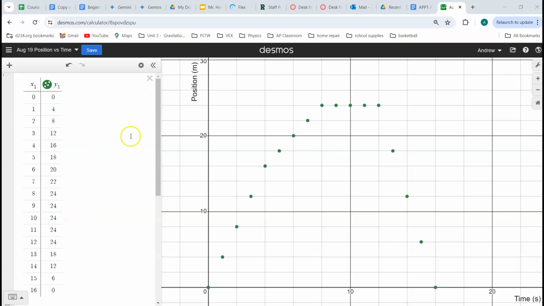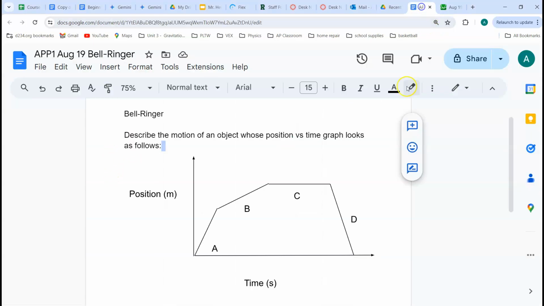Okay, this video is to cover Monday, August 19th. We basically talked about how to create a velocity graph from a position graph. So this was the bell ringer. Describe the motion of an object whose position versus time graph looks as follows.